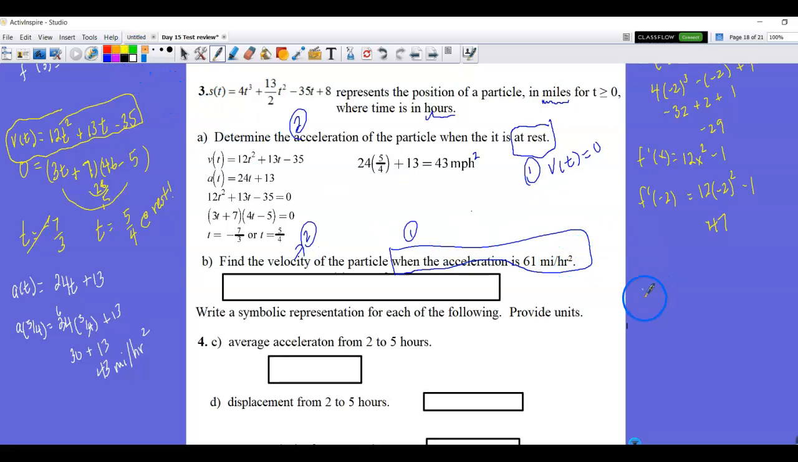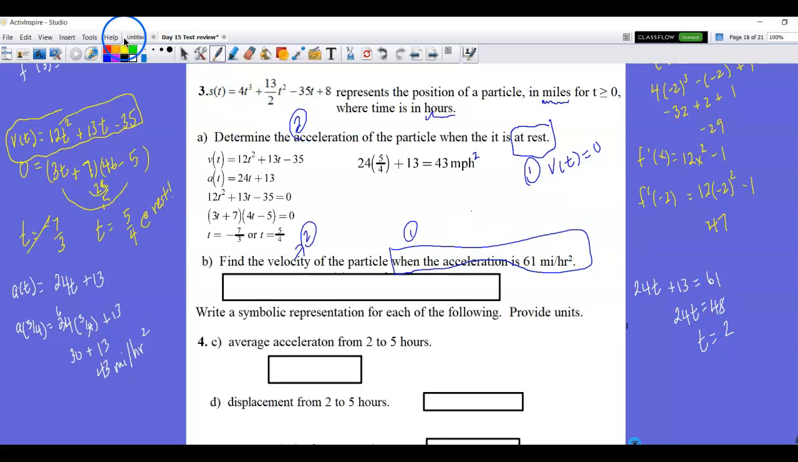So I'm going to take the acceleration function, 24t plus 13, set that equal to 0, subtract 13 from both sides and divide by 24. So that's the time when the acceleration is, oh no, it said 61 miles per hour squared, not 0, sorry. Let's fix that. Okay, so we're going to do the same thing. We're going to subtract 13 from both sides, which gives me 48. Divide both sides by 24, and t is equal to 2.